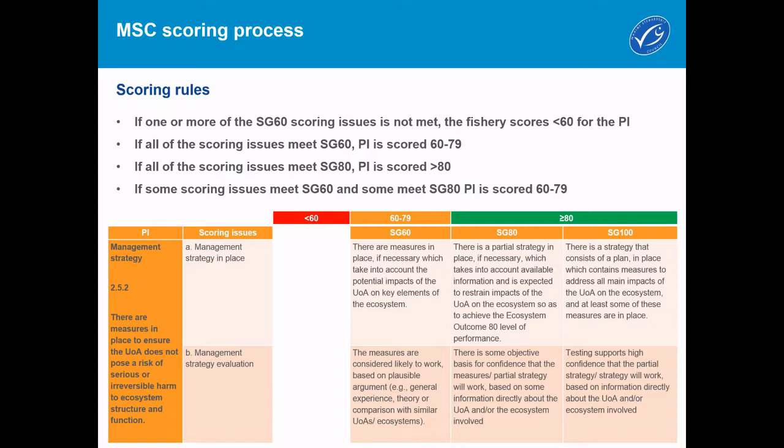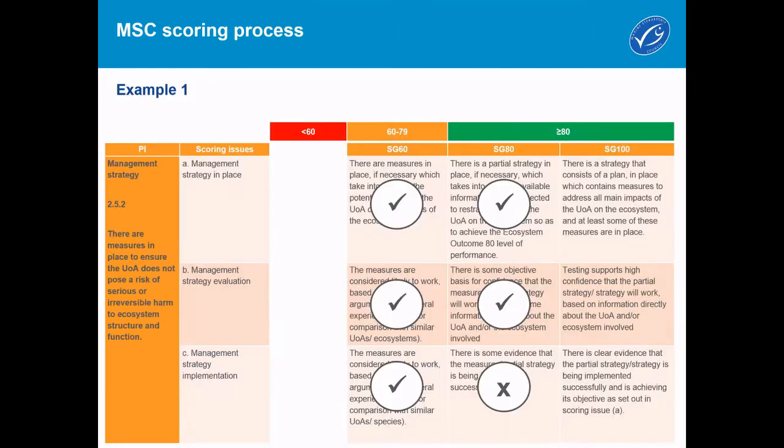Now I know that's quite a lot to take in, and it can be quite confusing, so I've got a few examples to hopefully cement what I've just said and make it a bit more obvious. So here's the first example. We go down the SG60 level and we can see that this fishery meets all of the scoring issues at the SG60 level.